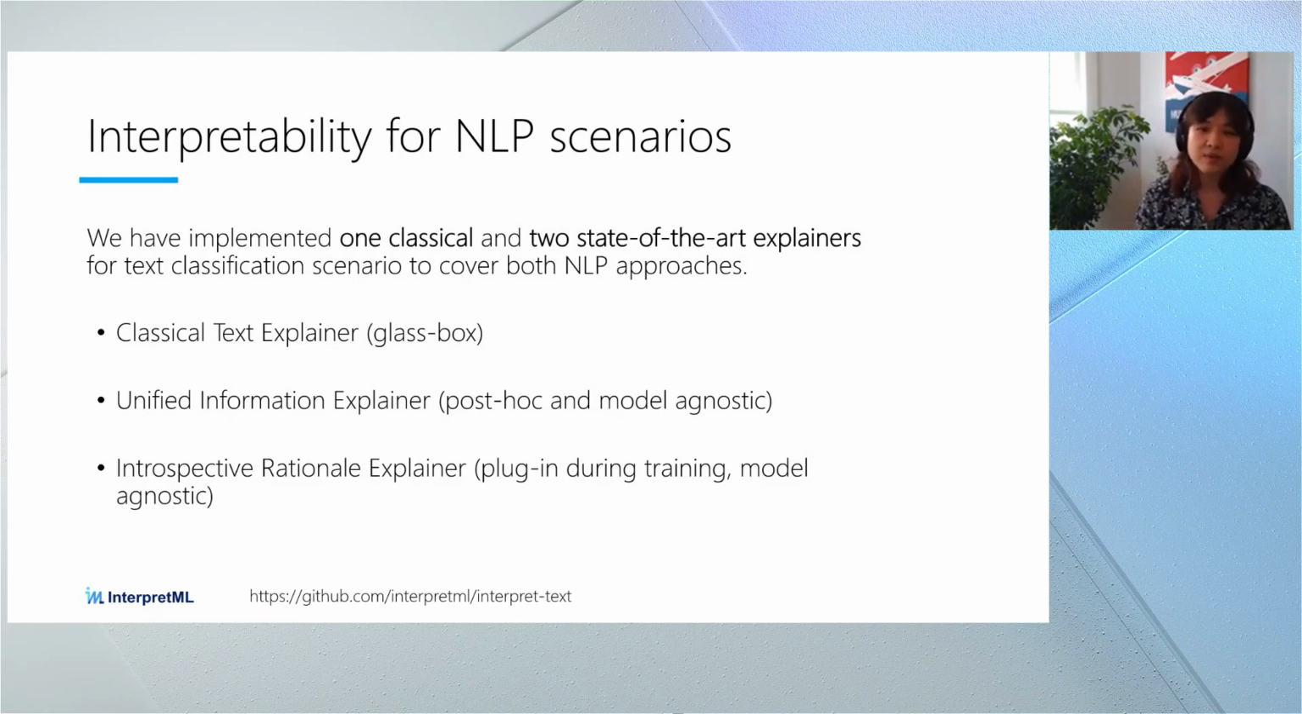The first that we'll go through is the classical text explainer, which is a standard set of glass box models. The second is the unified information explainer, which is a post hoc method and model agnostic. And the last one is the introspective rationale explainer, which is a plugin method and also model agnostic. Next, I'll talk briefly about these models in order to give you a better understanding of what they actually do.